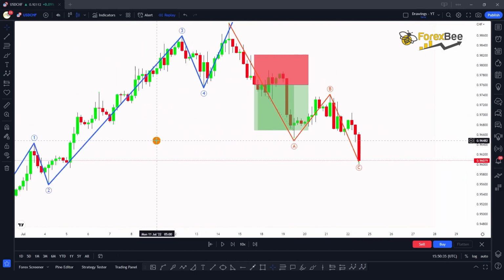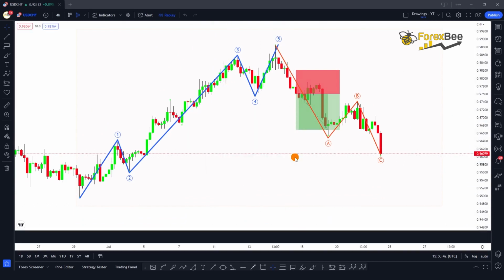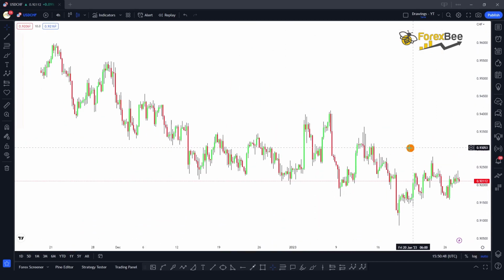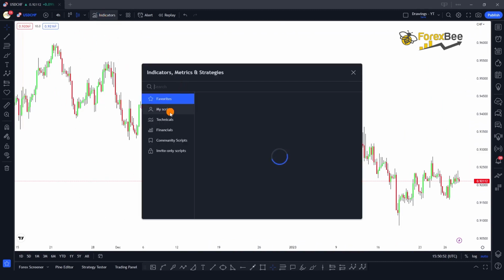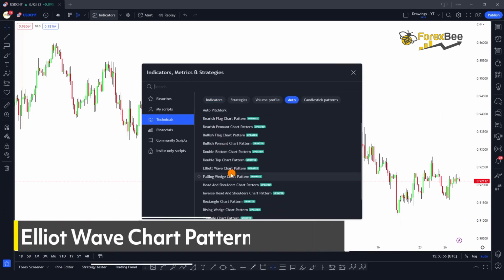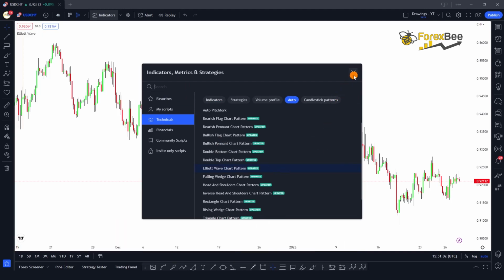Now, this is how you can do it manually, but detecting Elliott wave patterns manually is a very tough ask and it takes a lot of time. So now let me show you how you can do it automatically on your chart. There is a built-in indicator on TradingView that you can use. You can go towards the indicator tab, and inside here you can go towards the technicals, and in the auto you can go towards the Elliott wave chart pattern. And this is very cool because it detects Elliott wave patterns automatically on the chart.